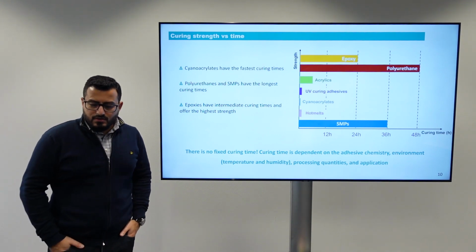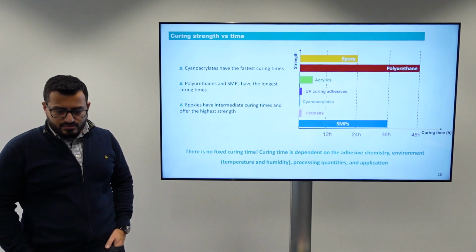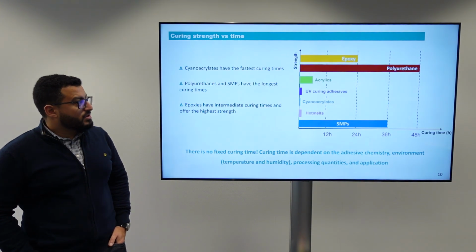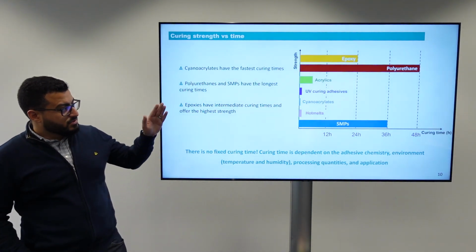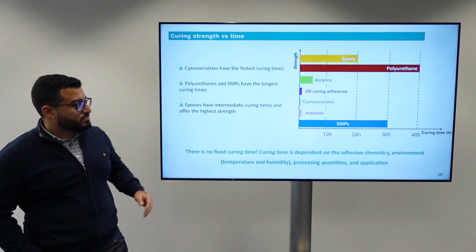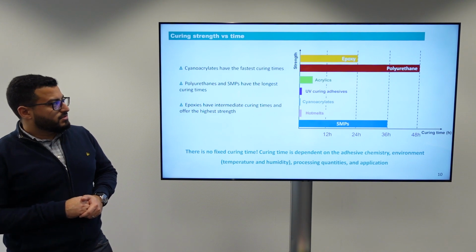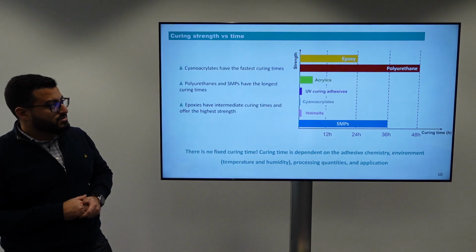Now, if we look at how long curing takes versus the final strength of the adhesives, we will see that the fastest curing times can be achieved by cyanoacrylates, followed by ultraviolet curing adhesives and hot melts. While the longest curing times are achieved by the polyurethanes and the SMPs.